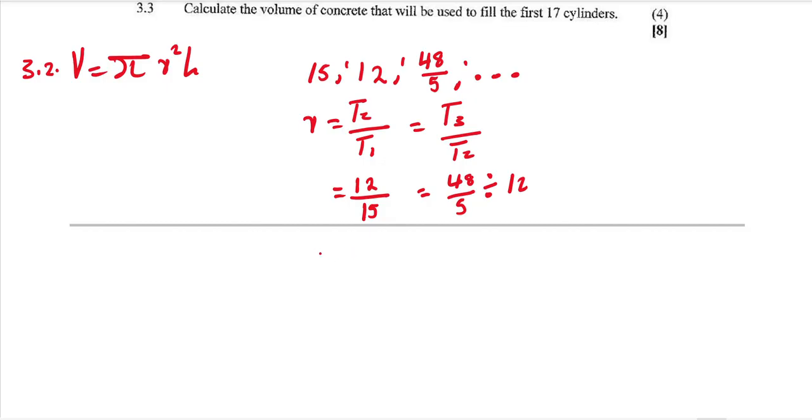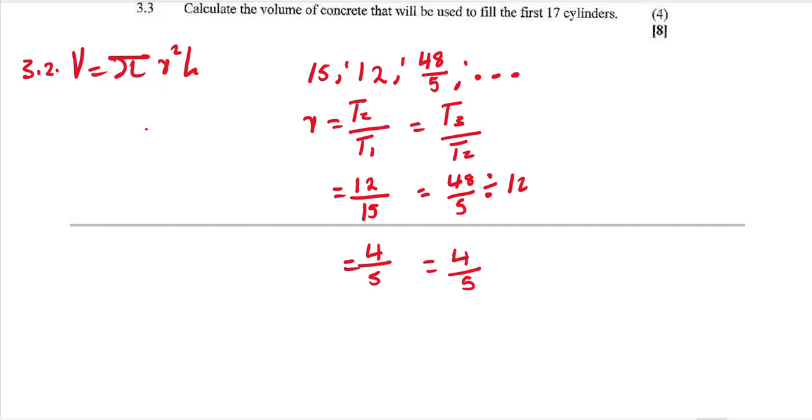Here we go. Our first r, when we say 12 all over 15, is 4 over 5. And the other one is 48 over 5 divided by 12. We get 4 over 5. It means that the pattern of our radius forms a quadratic.